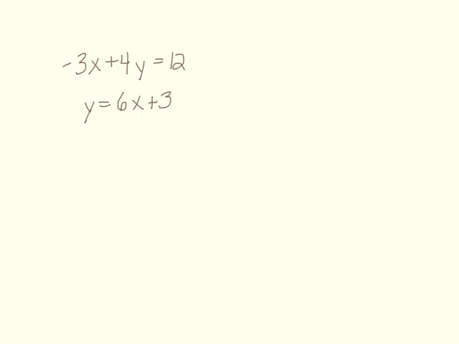Now, when I think about this problem, I think to myself that I'd want to use substitution because I know that y is equal to 6x plus 3. Because y is already isolated in one of the two equations, it makes it easier to use a substitution method. So I can replace y in my first equation with 6x plus 3. Go ahead and solve now.